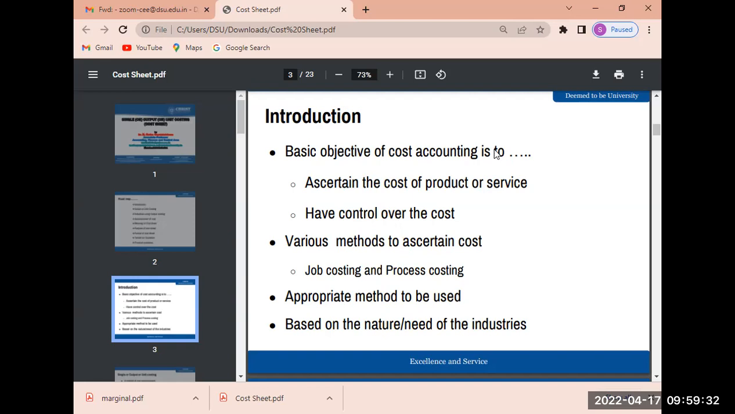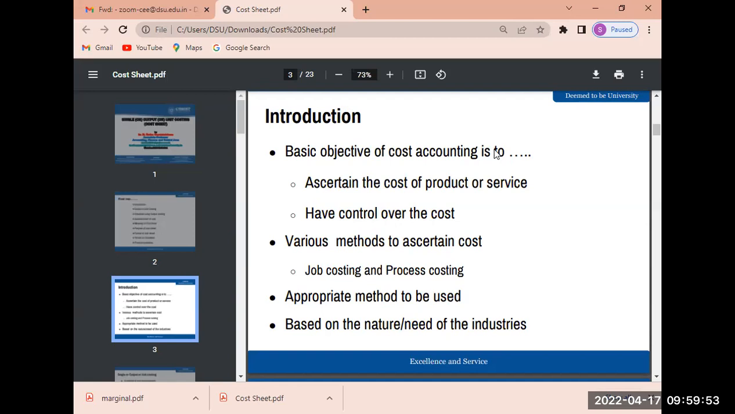The point I'm trying to tell you now is there are so many techniques of ascertainment of cost available. Each and every technique is not applicable to all industries, all businesses. It is for the company to choose which costing technique or which costing ascertainment method is useful for it.